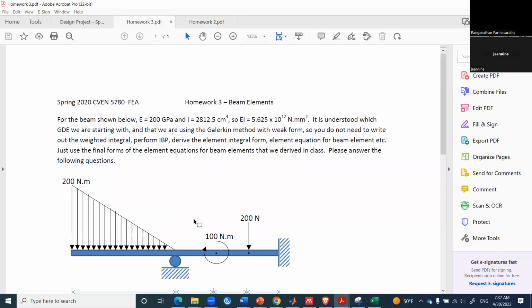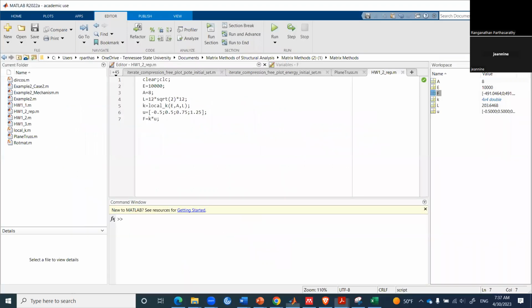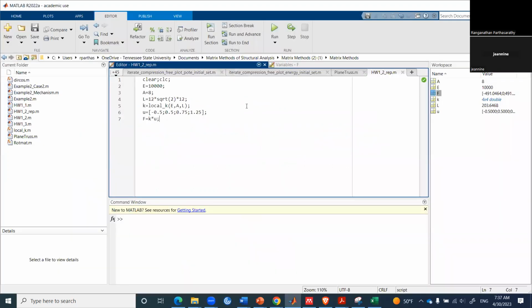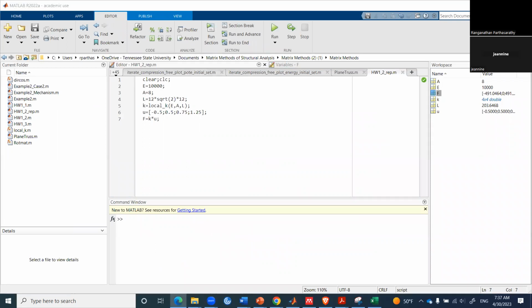Now, it is saying that you can directly use the Kij, the stiffness matrix. Just use the final forms of the beam element equation. So let's go. I think I sent the MATLAB file, right? Yes, you did.